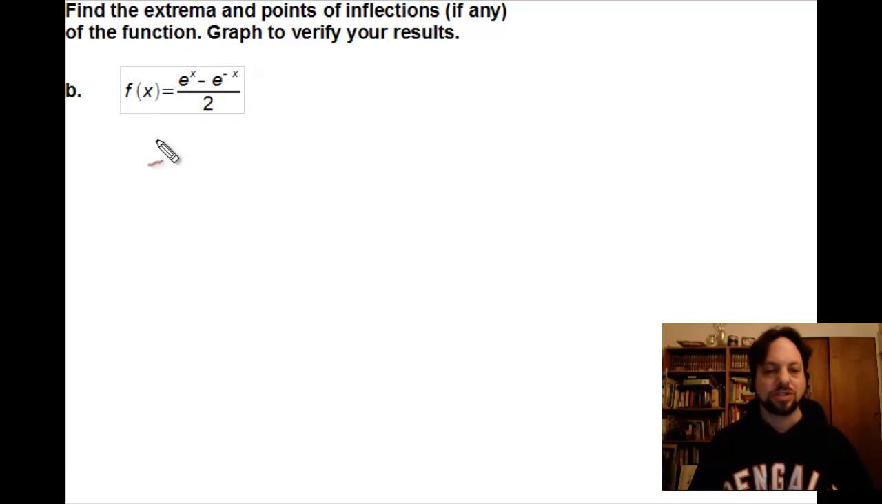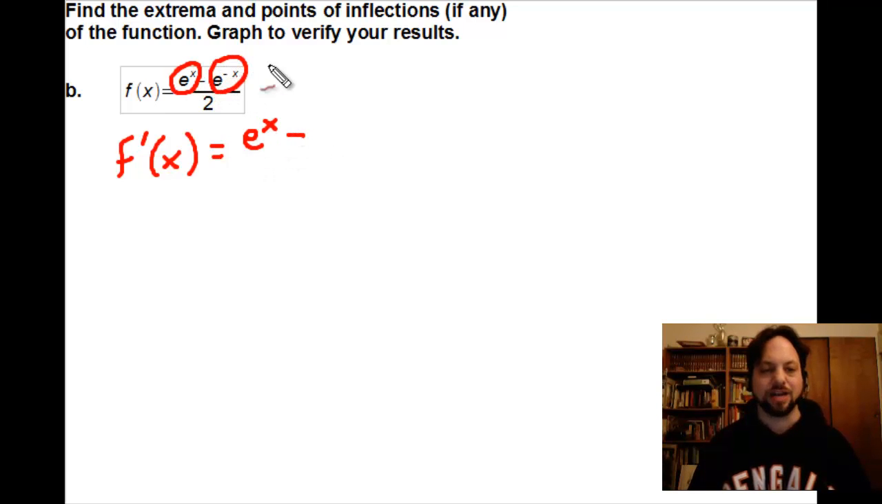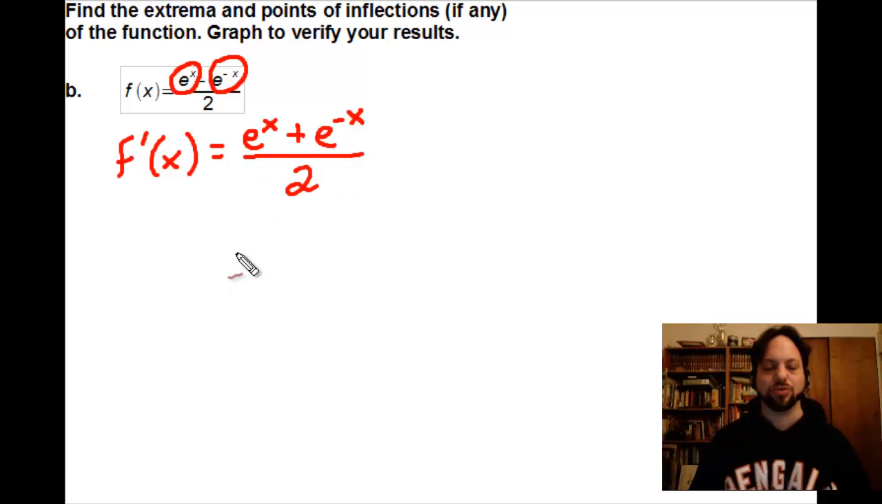So, of course, to find the extrema, we first need to go ahead and differentiate this function. And we know how to do that. The derivative of e to the x right here is, of course, just e to the x. And then we'll subtract the derivative of e to the negative x, which is e to the negative x times the derivative of this, which is negative 1. Which actually just makes this positive. No big deal. And then we'll divide that by 2.